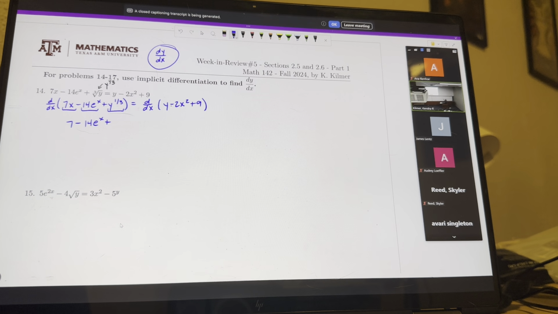But when I get to an expression involving y, I have to keep in mind that y is a function of x. I don't know what it looks like. If I did know what it looked like, I would have solved the equation for y. I don't know what it looks like, but I know y is a function of x. And so when I find the derivative of an expression involving y, I have to use the chain rule. So think about this. I don't know what y is.